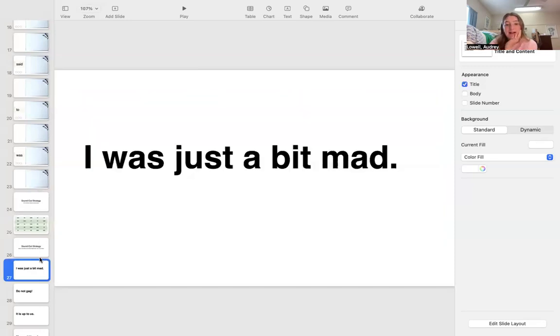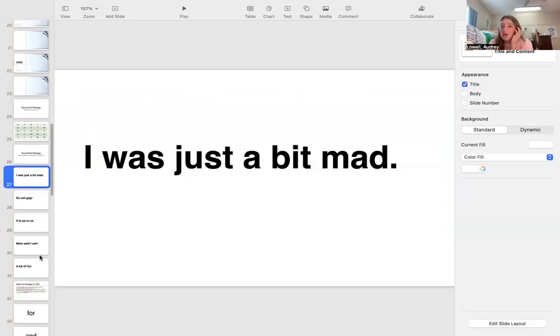Okay, now we're going to practice reading sentences. So first, we're going to whisper read the sentences as quietly as we can. And then we're going to say the sentence in a regular voice, just like this. I was just a bit mad. Okay, now let's do it together. Now it's your turn, actually. I was just a bit. I was just a bit mad.